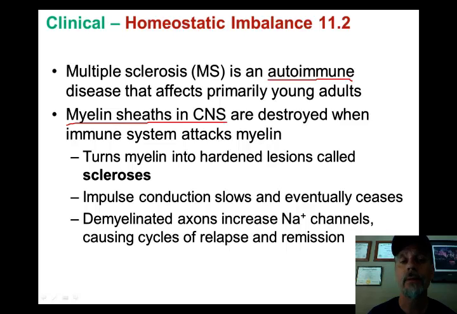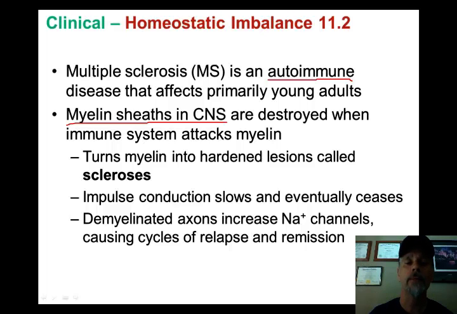So what are the cells that are going to be affected here? What creates the myelin sheaths in the central nervous system? Neuroglia cell that's called an oligodendrocyte. So what happens then is we get these hardened lesions that are called scleroses. That's where multiple sclerosis comes from.